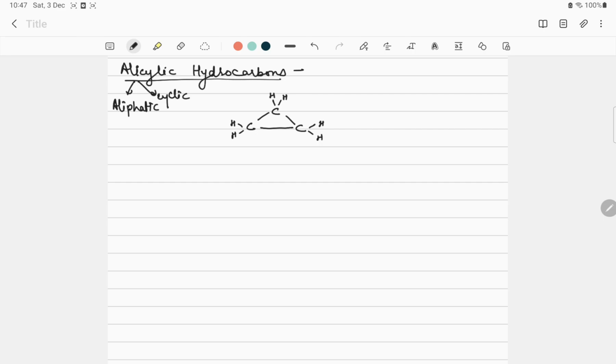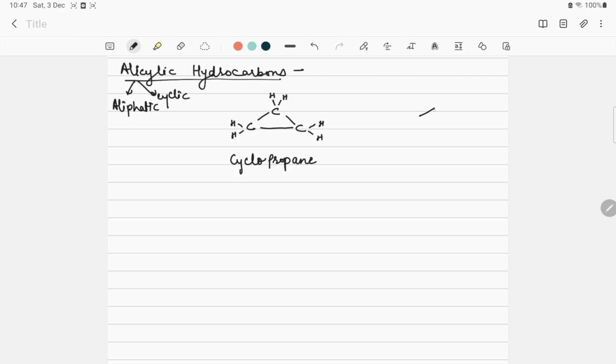How do we name these compounds? First of all, we'll count the number of carbon atoms present in the closed chain. There are 3 carbons, so accordingly we will select the word root. All carbon-carbon bonds are single bonds, so accordingly we will select the primary suffix, that is ane. And because the compound is cyclic, a closed chain compound, we will use the prefix cyclo. So the name of the compound is going to be cyclopropane.